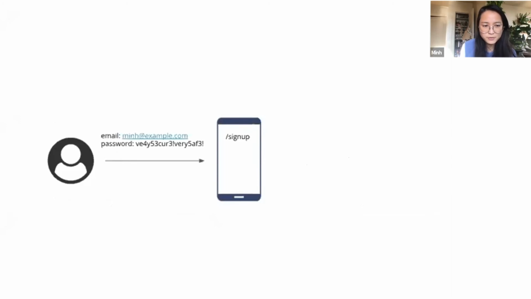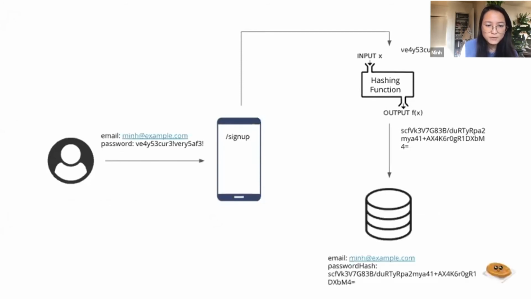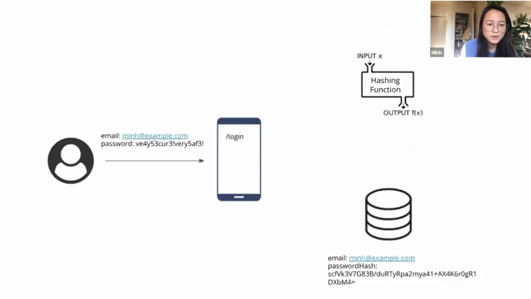Let's walk through a user sign-up flow. Let's say we have a user who signs up with this email and password. What we want to do is pass the string through the hashing algorithm and get out this gibberish, this nonsense string. This nonsense string, this password hash, is what we actually store in the database alongside the email, not the original password. Now if a user is trying to log in using that email and password combination, this is how it's going to work.